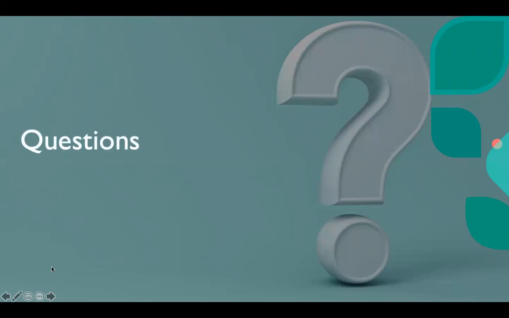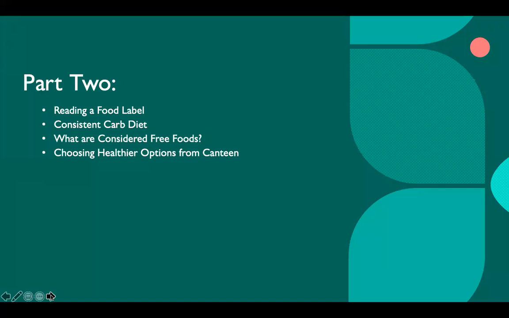Awesome. So if anyone has any questions, you can feel free to pause the video and ask them as needed. So next we will be moving into part 2, where we will talk about reading a food label, a carb consistent diet, what are considered free foods, and then choosing healthier options from canteen.